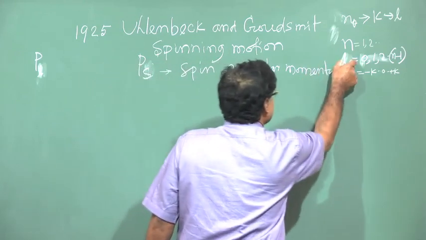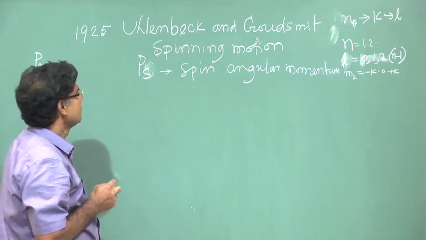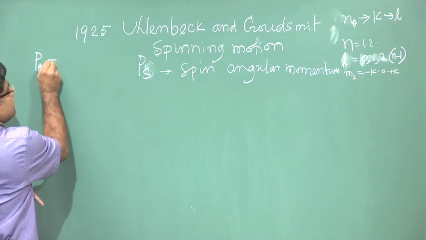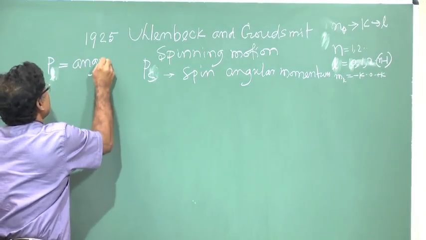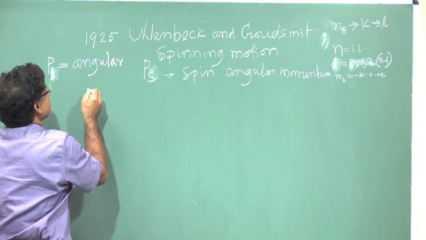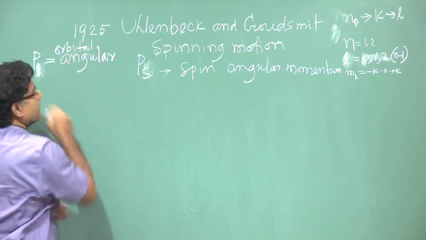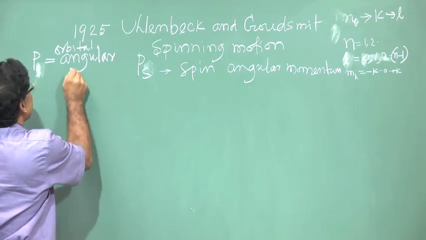So, now I will use this modern, recent notation. Now I will write PL. PL is basically the orbital angular momentum, okay, the spin angular momentum, and this is the orbital angular momentum.